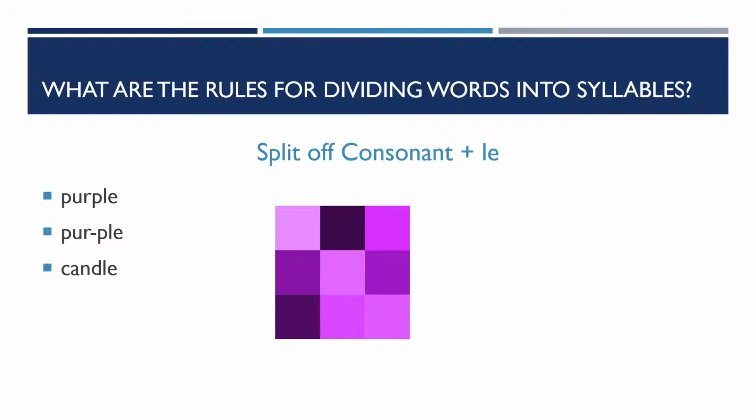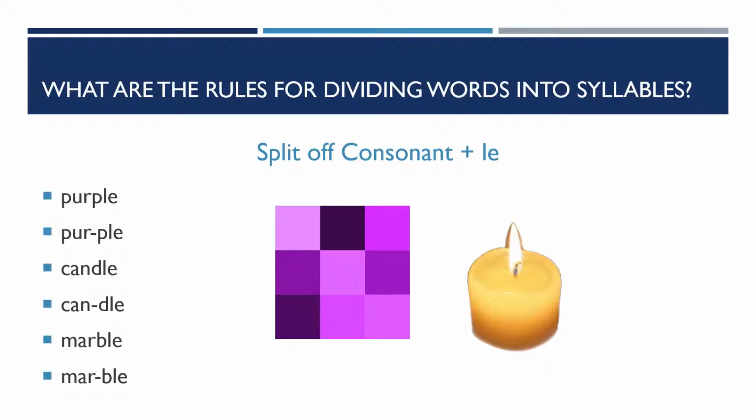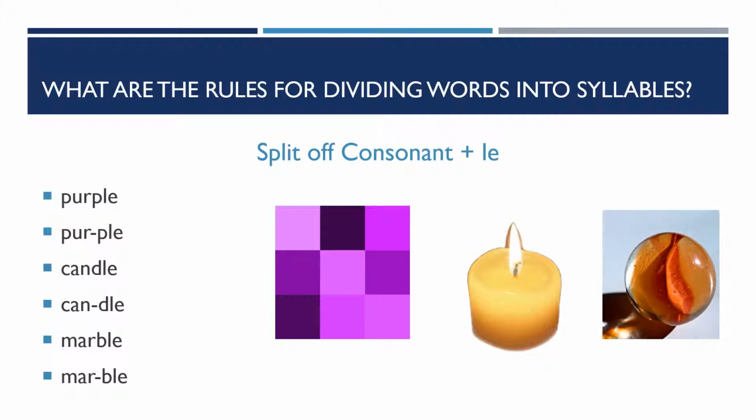In the word candle, where do you think we're going to divide it? Between the N and the D. So it becomes can-dle. And in the word marble, we're going to keep that B with the LE, so marble has two syllables, mar-ble.